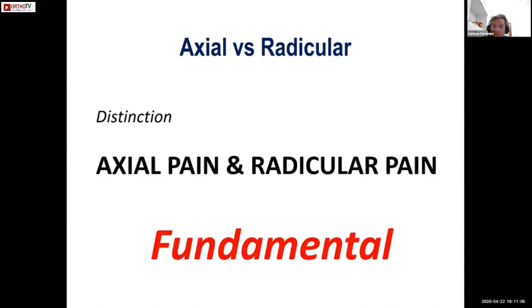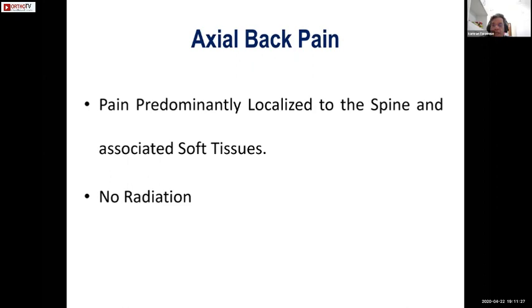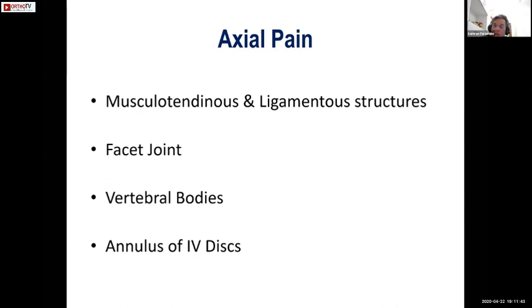A fundamental concept is that when eliciting the history of pain, we have to try to decipher whether it is an axial pain or a radicular pain. This is absolutely fundamental. Axial pain is predominantly localized to the spine and associated soft tissue. So it is basically central and only localized to the spine or at the most to the paraspinal muscles. There is absolutely no radiation. Axial pain in the spine can arise from musculotendinous or ligamentous structures. It can also arise from facet joints or vertebral bodies, and also from the annulus of the disc.